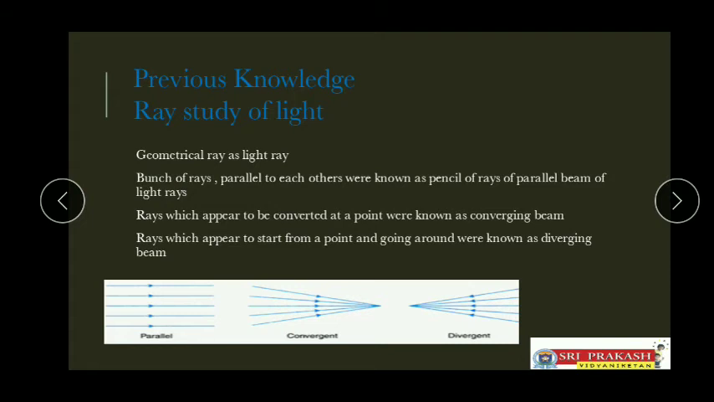Light is studied by taking a light ray as a geometrical ray. A bunch of rays which are parallel to each other is called a parallel beam of light rays. The light rays which meet at one particular point, or appear to meet at one particular point, are known as a convergent beam of light rays. On the opposite side, if the light rays appear to start from the same point and go in different directions, they are known as a divergent beam of light rays.